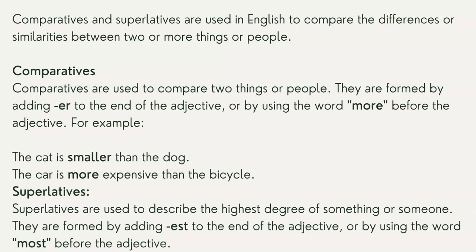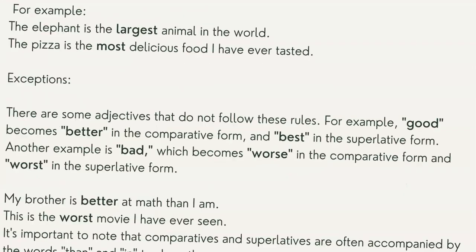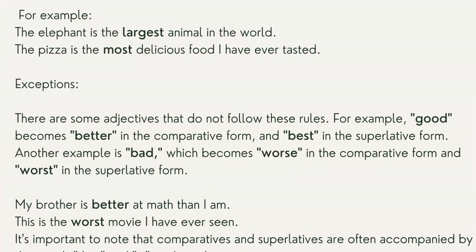Superlatives. Superlatives are used to describe the highest degree of something or someone. They are formed by adding -est to the end of the adjective, or by using the word most before the adjective. For example, the elephant is the largest animal in the world. The pizza is the most delicious food I have ever tasted.